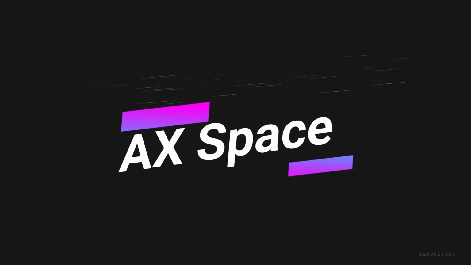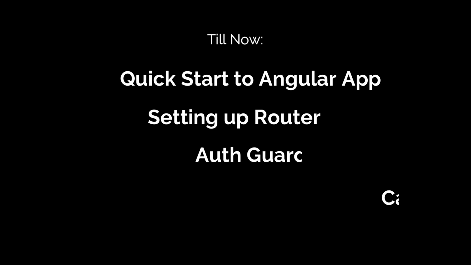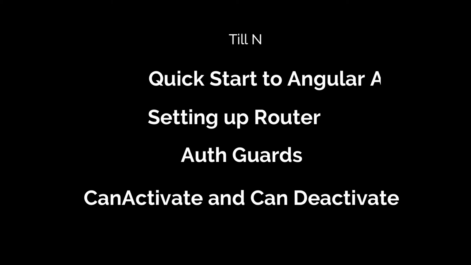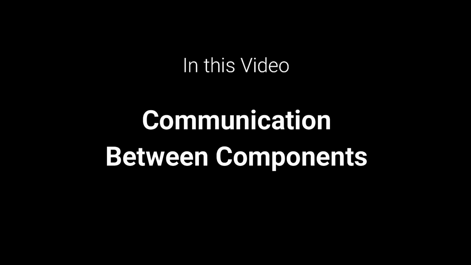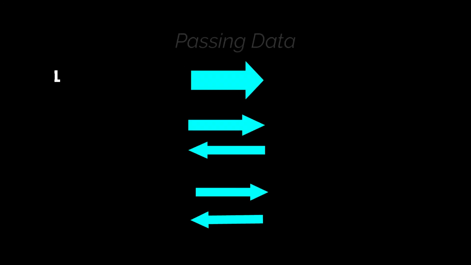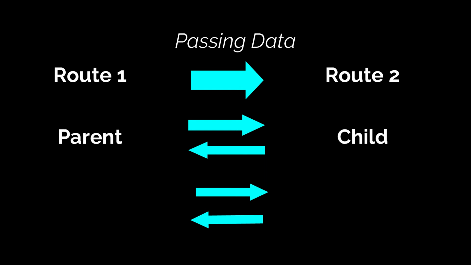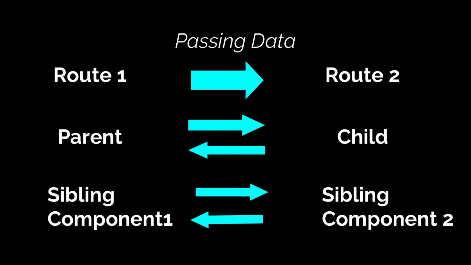And till now in the Angular course we have learned the quick start to the Angular application, how to implement router, and how to implement canActivate and canDeactivate. And in this video we'll be focusing on communications which are available in Angular. Communication basically means how we can pass the data from one route to another route, from parent to child, and between sibling child components.